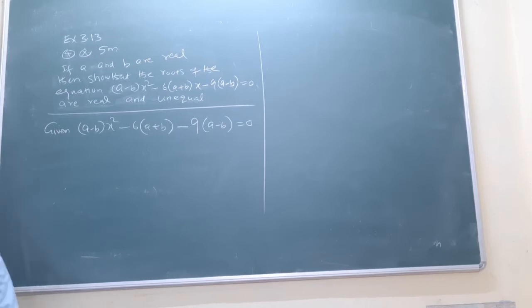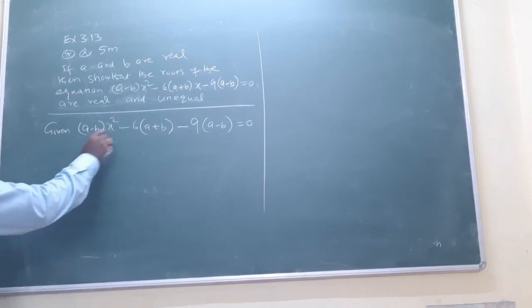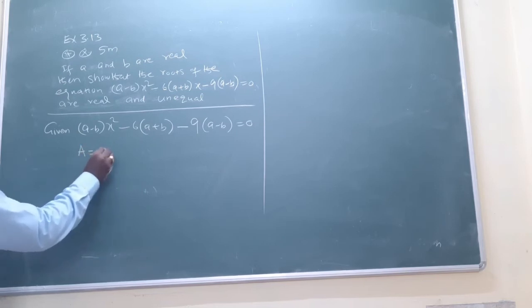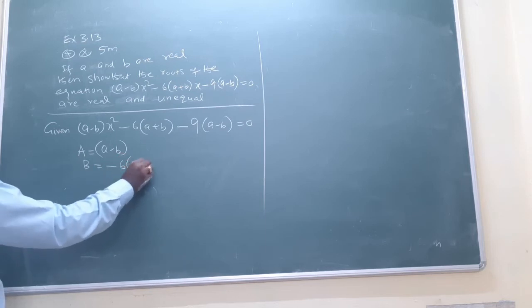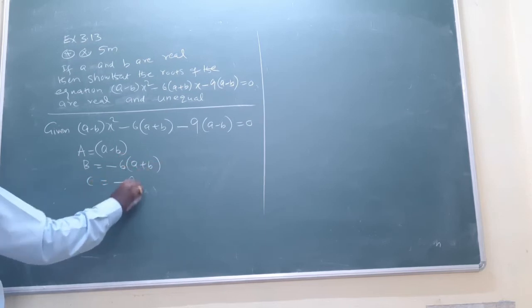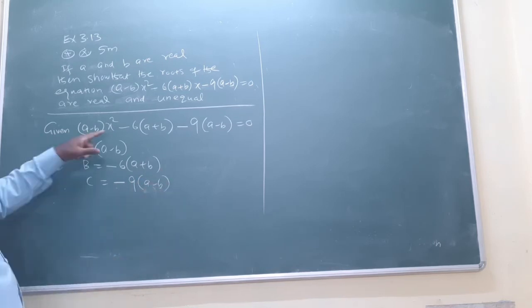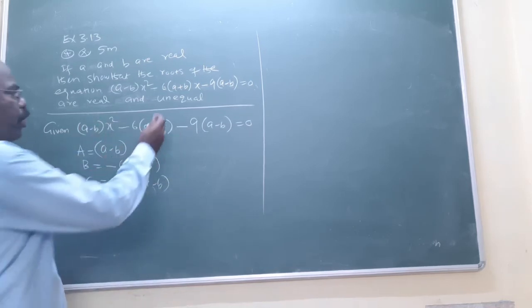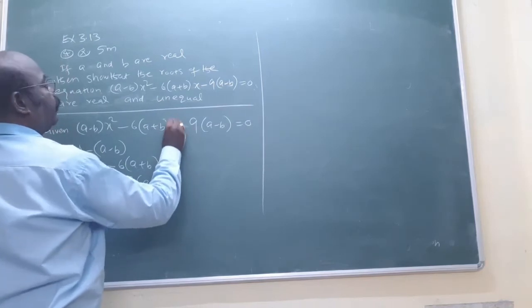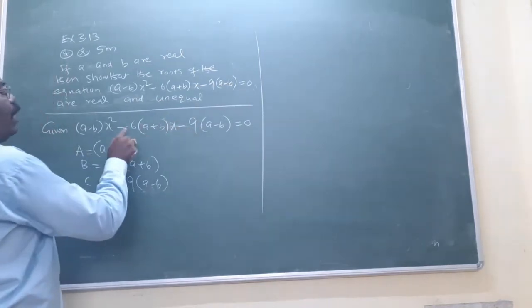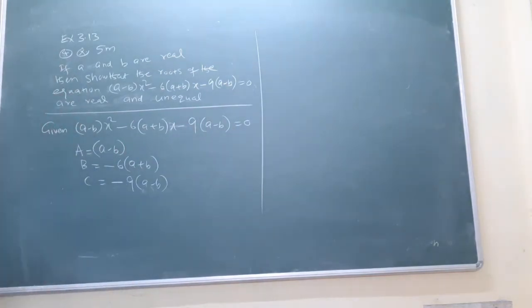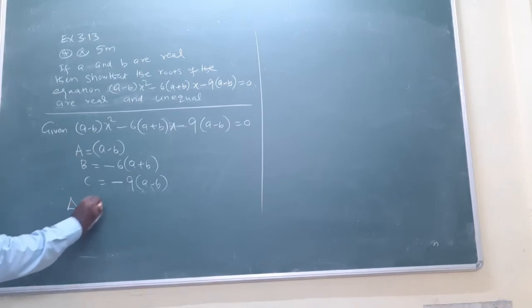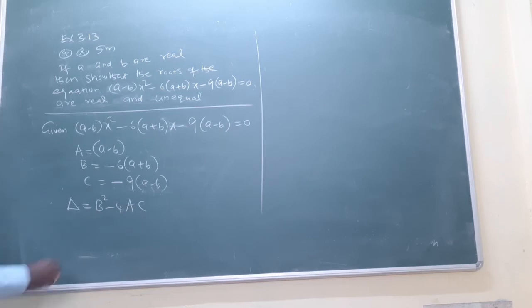That's all. Now consider small a and small b. That's why consider capital A equal to a minus b, capital B equal to minus 6 into a plus b, capital C equal to minus 9 into a minus b. Already told you, the coefficient of x squared, the coefficient of x, am I right? The coefficient is minus 6 into a plus b. The constant without x is minus 9 into a minus b. Let's see. Now you will find delta. The delta is more than 0, that is positive.